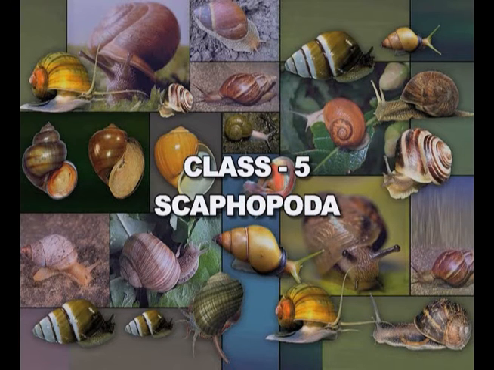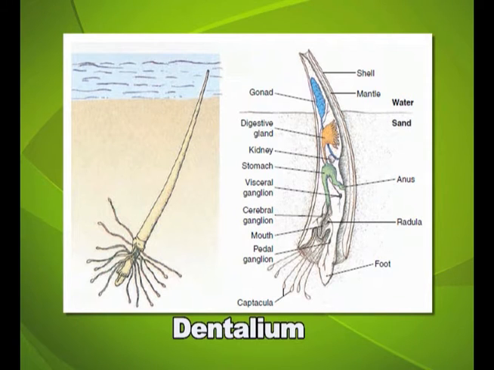Class 5. Scaphopoda. Exclusively marine animals. Body is bilaterally symmetrical, elongated and enclosed in a tusk-like shell open at both ends. Eyes, tentacles and gills are absent. Mantle tubular, completely enclosing the body. Foot is reduced, used for digging. Heart is rudimentary. Example: Dentalium.